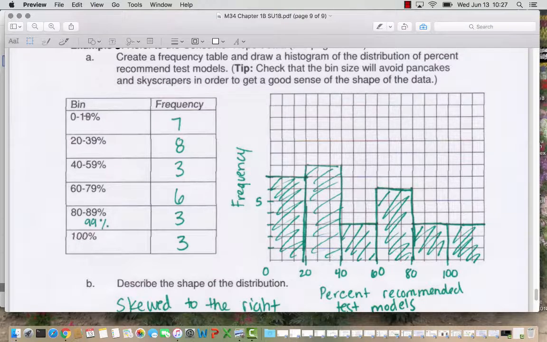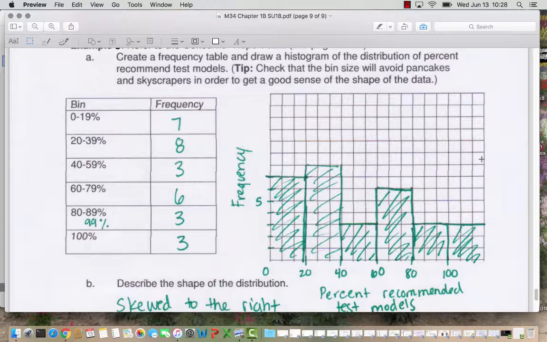So the first bin goes from 0 to 19%. The second bin goes from 20 to 39%. And so you can use the chart to count up the frequencies. And so we see we've got 7 cars from 0 to 19%. You can count 8 cars from 20 to 39%, 3 cars from 40 to 59%, and 6 cars from 60 to 79%. And then from 80 to 99%, we've got 3 cars here. And for 100%, we had 3 cars.